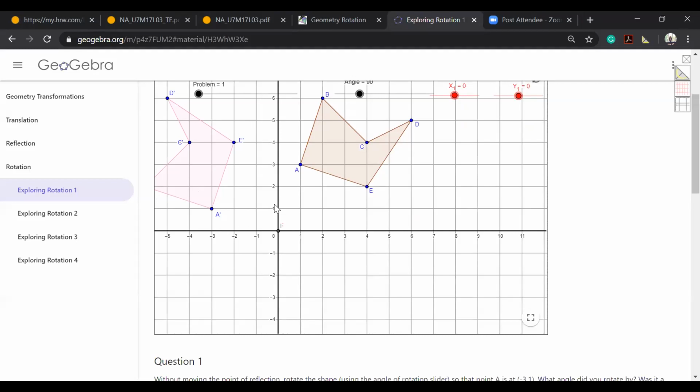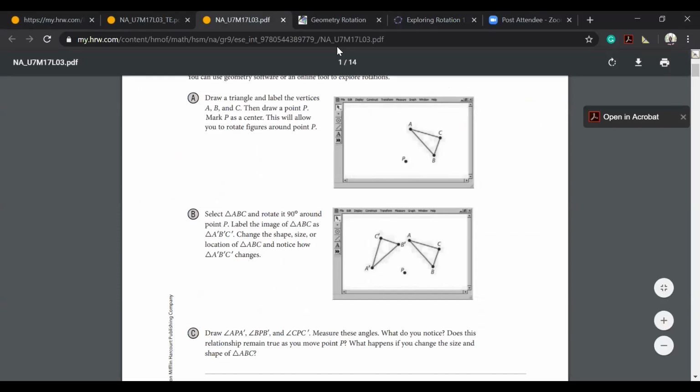Can you see your figure? This is my pre-image and this is my image. Okay, so my points rotated 90 degree counterclockwise. Okay, let's go back to our books and see what's required from us.